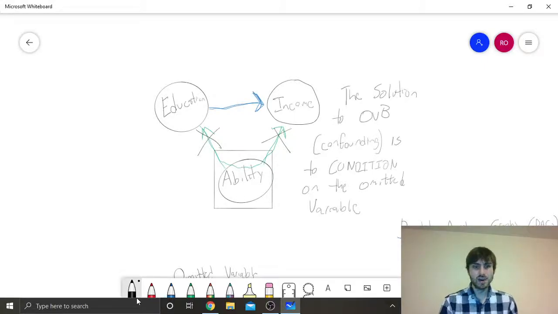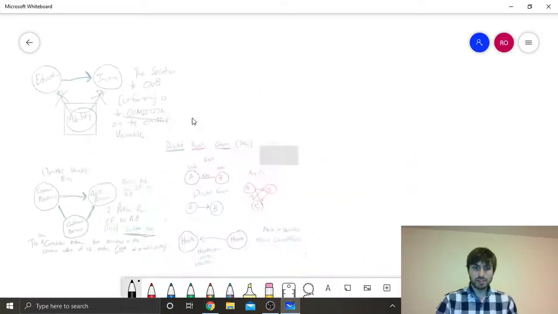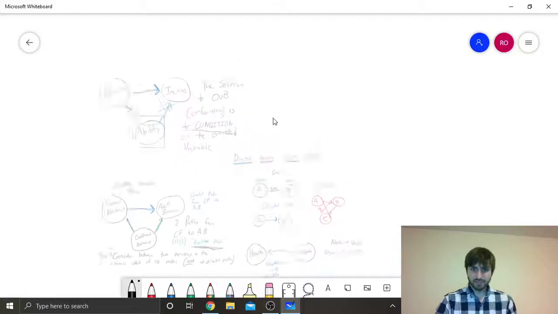So if you have a confounder, if you draw out your graph and you find that there's a confounding variable that's muddying up the causal relationship you're trying to estimate, the solution is to condition on that omitted variable. But that doesn't mean we should always condition.